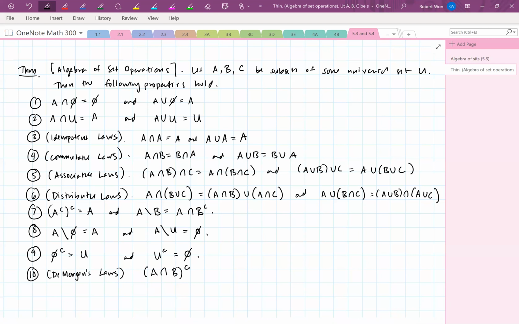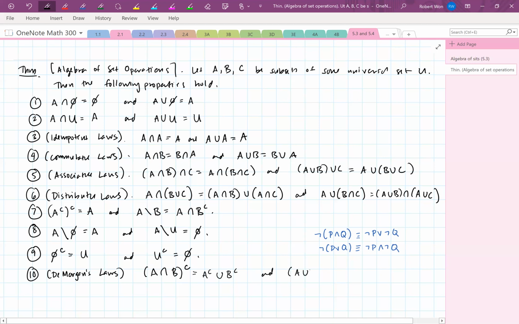Okay. Maybe I'll just put in blue what the old De Morgan's laws were. I mean, the De Morgan's laws for logical operations was this and this, right? For sets, if you take the complement of A intersect B, it's the complement of A union the complement of B. And if you take the complement of A union B, it's the complement of A intersect the complement of B. So hopefully you can see why those are called De Morgan's laws.